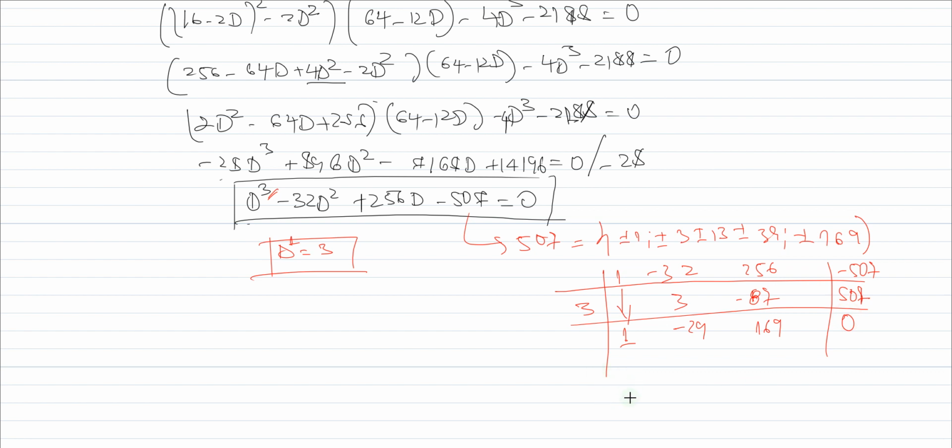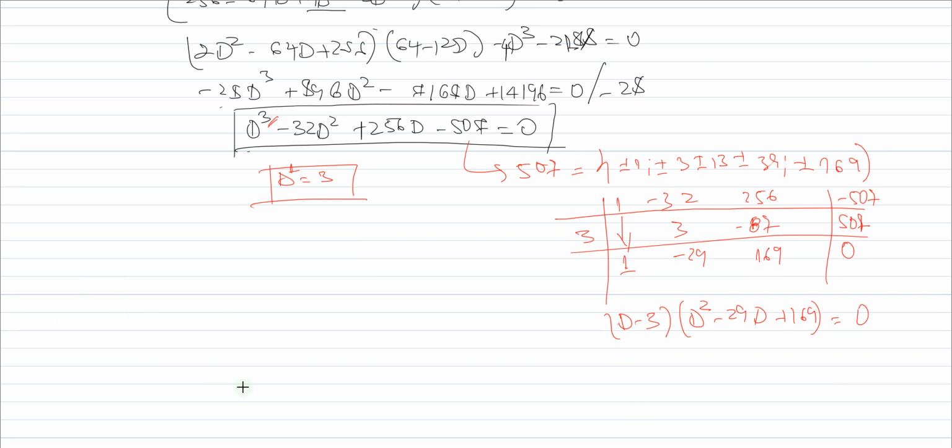0. So actually we have now that d minus 3 multiplies d squared minus 29d plus 169, and this is going to be equal to 0, right? So it means that we can write our equation as this. So guys, now we are ready to keep solving our equation.